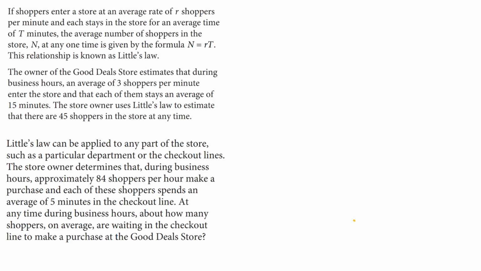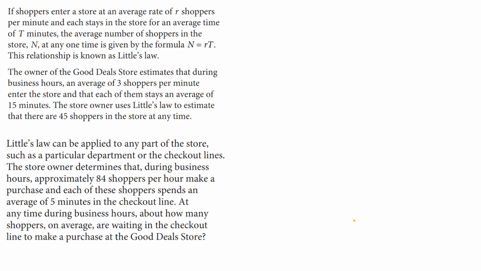The store owner uses Little's Law to estimate that there are 45 shoppers in the store at any time. Little's Law can be applied to any part of the store, such as a particular department or the checkout lines. The store owner determines that during business hours, approximately 84 shoppers per hour make a purchase, and each of these shoppers spends an average of 5 minutes in the checkout line. At any time during business hours, about how many shoppers on average are waiting in the checkout line to make a purchase at the Good Deals store?